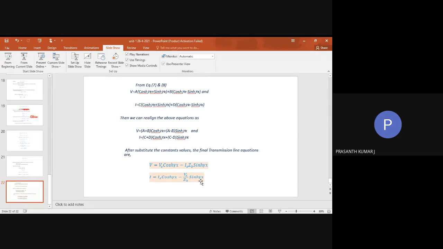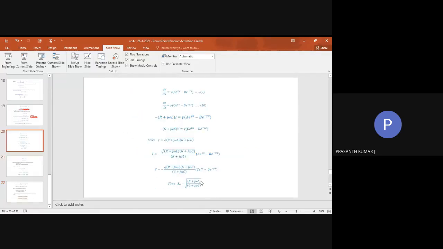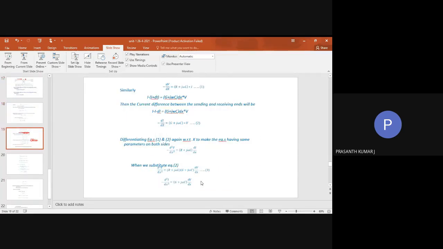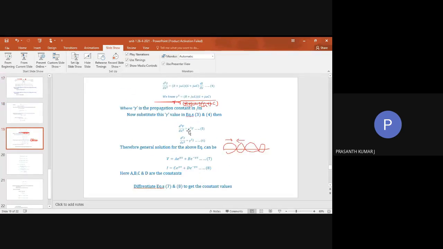Maybe in your notes, this approach may be different. No need to worry, but the equations are the same. So the main equations are d square V by dx square equal to gamma square V, d square I by dx square equal to gamma square I. This is important. Then the solution, V equal to A e power gamma x plus B e power minus gamma x, I equal to C e power gamma x plus D e power minus gamma x.